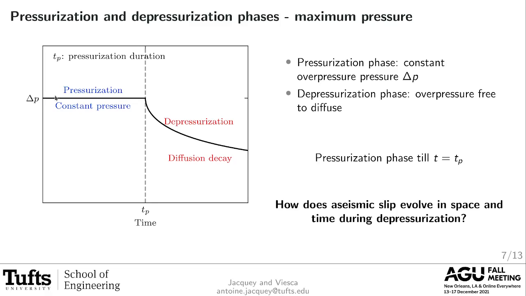over time. Here on the left you see the evolution of the maximum pressure over time. During the pressurization phase it is constant and fixed by the boundary condition, and during the depressurization phase it decays over time due to diffusion. And we're interested in knowing how aseismic slip evolves in space and time during this phase.